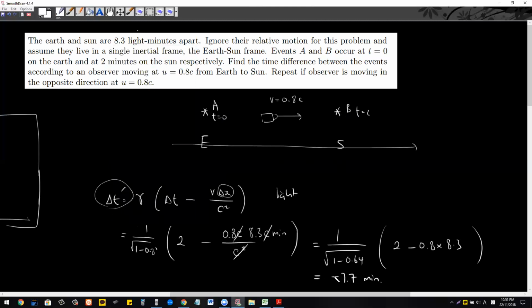Does it all make sense to you? Yes. That's possible because the spaceship is moving toward the Sun. So the light from here could reach this observer first, and then the other one. Okay, good.